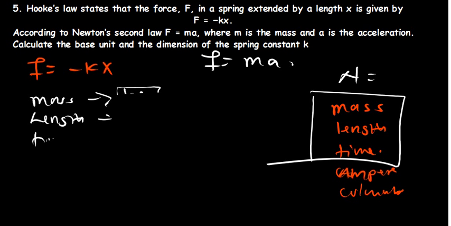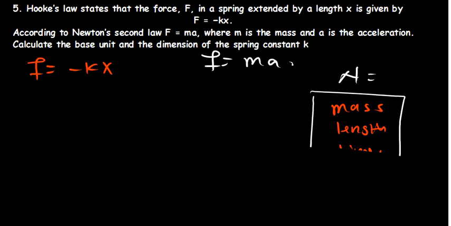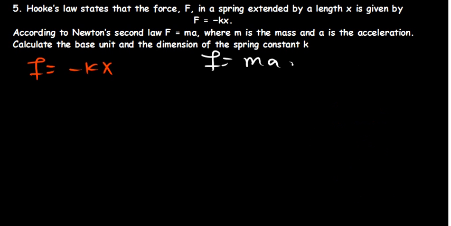Okay, so what are we going to do? What we're going to do now is, since you have been told that F according to Newton's second law is given by ma, I'm going to replace this with ma. So I'll say it's mass times acceleration is equal to k.